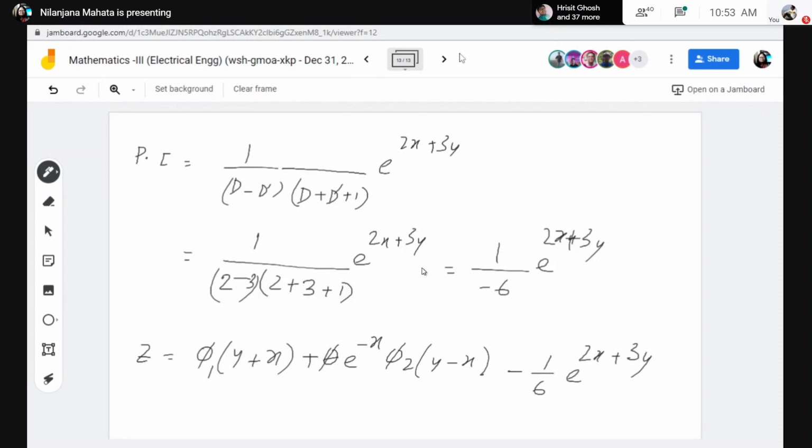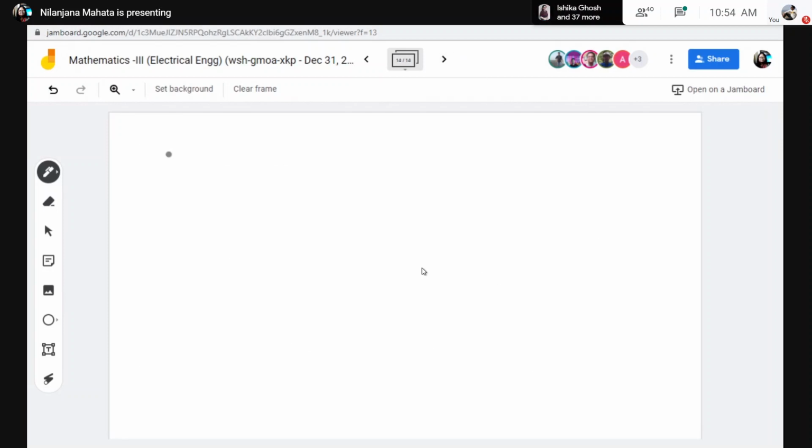Now solve this equation. D square minus D D dash minus 2 D.